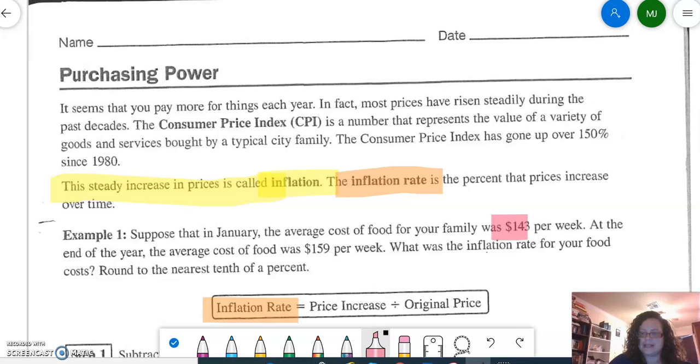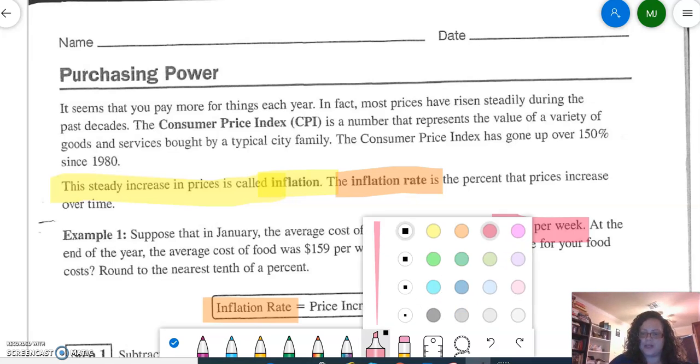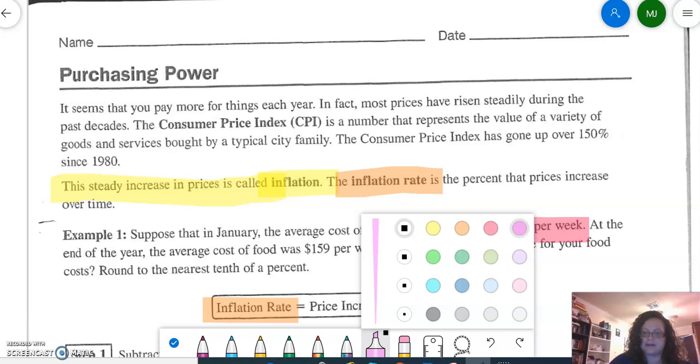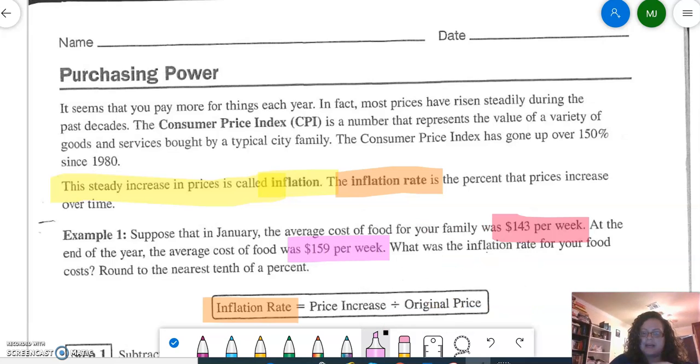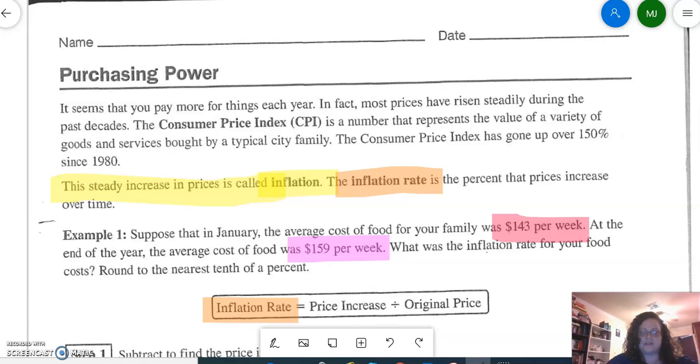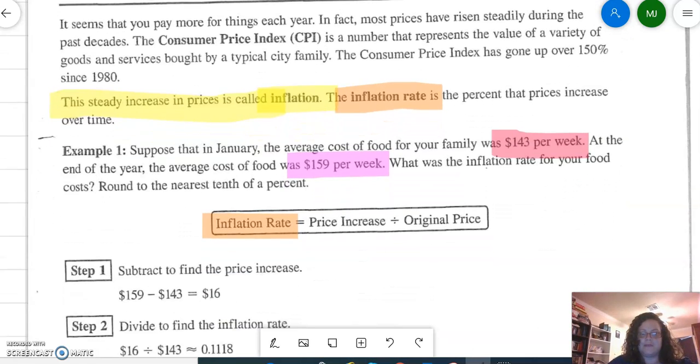Nope, it's highlighting way too dark. Let's see. Let's try it this way. All right. And then at the end of the year, it was $159 a week. So that was our second price, right? So 159. And then what was the inflation rate? So what was the percent that the prices increased over this year? So what I'm going to do is go over the steps on how to do this example. Just hang with me.